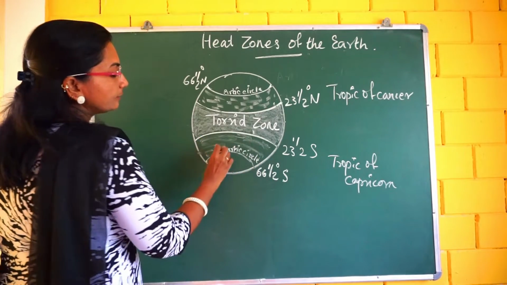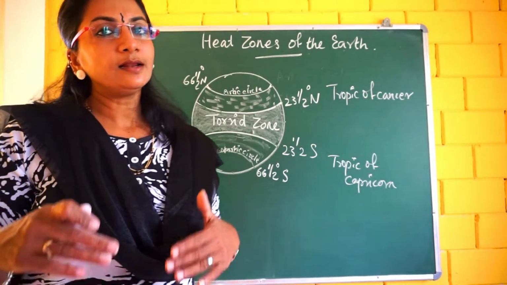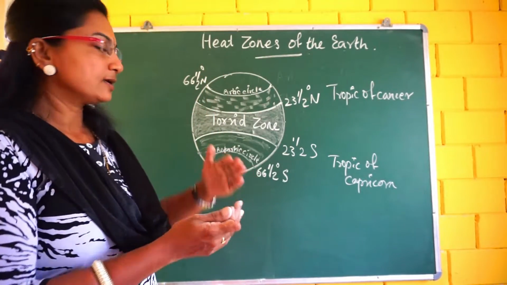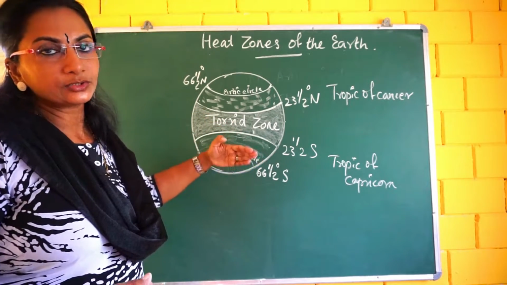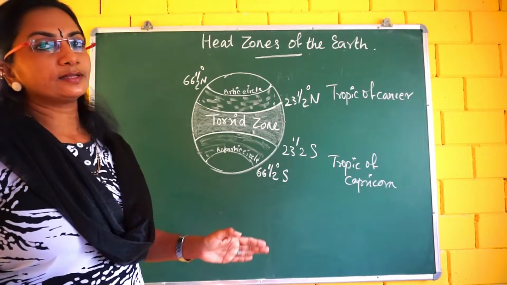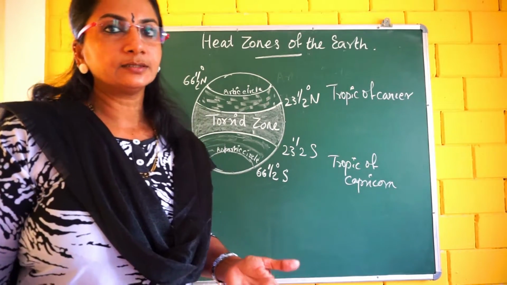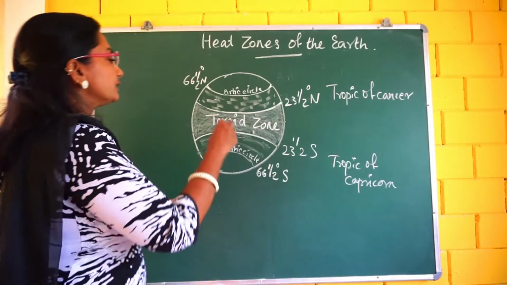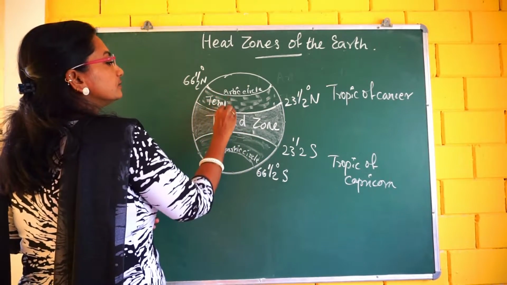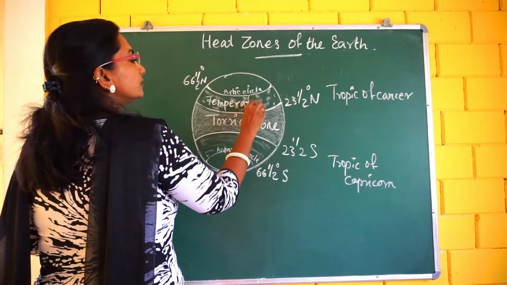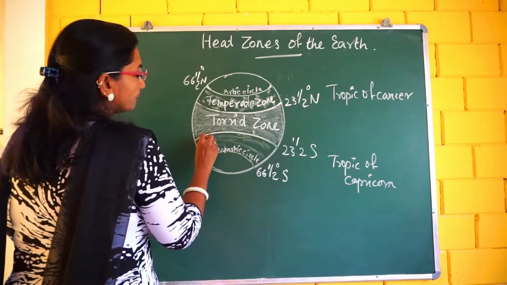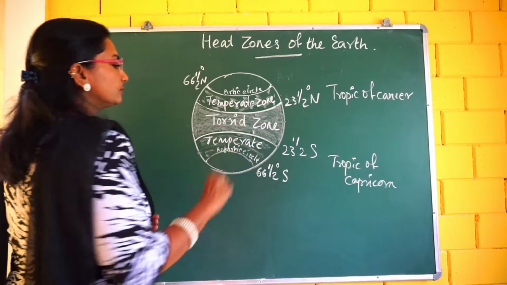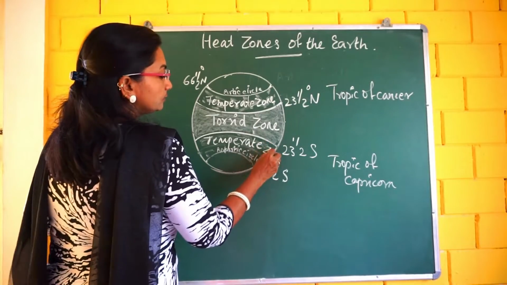That means in this area the midday sun will never be direct, because the Earth is a circular shape, isn't it? So the sun rays will not fall directly on that area. So these areas have a temperate climate. That means it is not too hot, not too cold. So we call these areas the temperate zones. Got it, children? This is a temperate zone. This is also a temperate zone. I think you got it. Have any doubt?